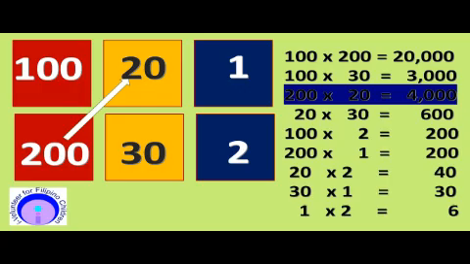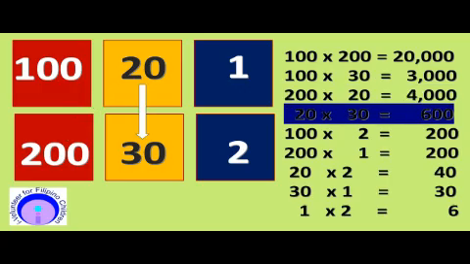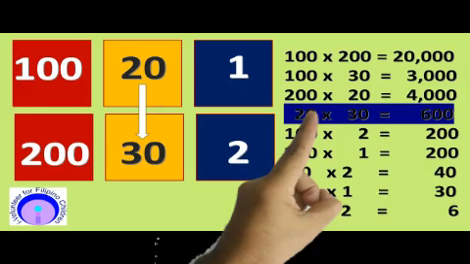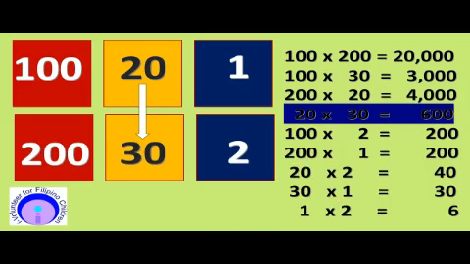Let's move on with the fourth step. Step 4. Multiplying tens and tens. Ang minimum product ay hundreds and the maximum product is thousands. Therefore, 20 times 30 is 600. At this point, the accumulated sum is 27,600.